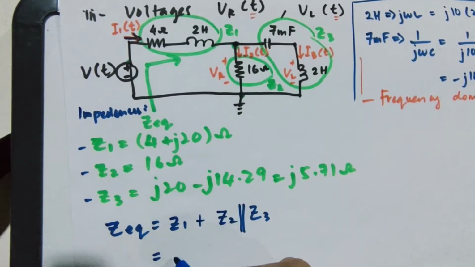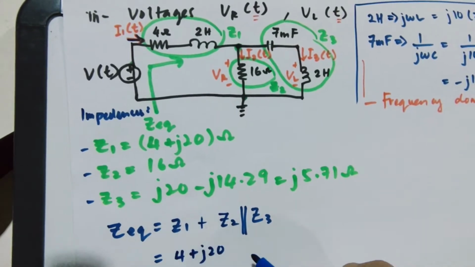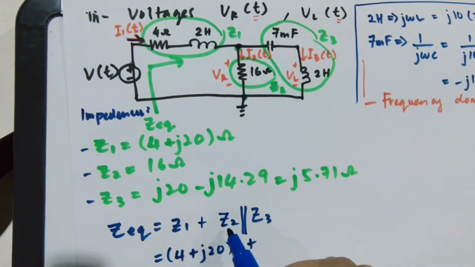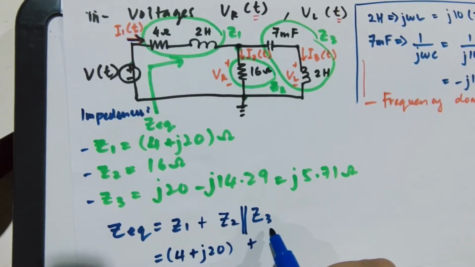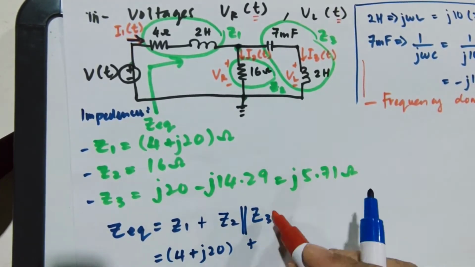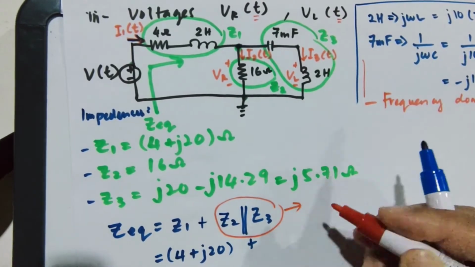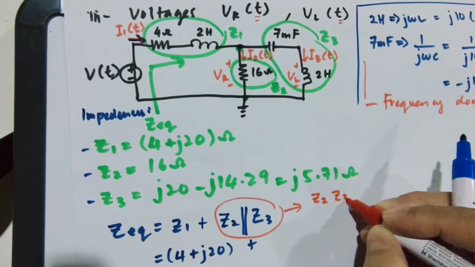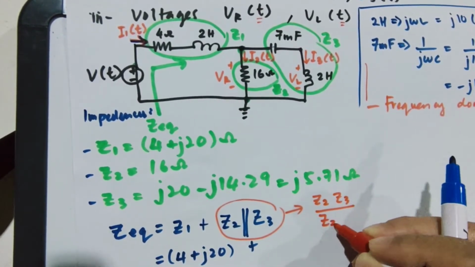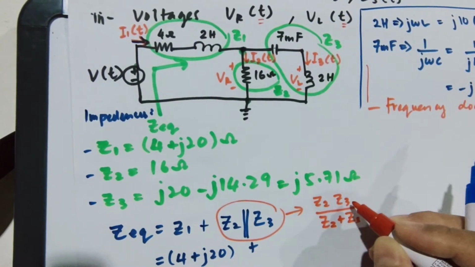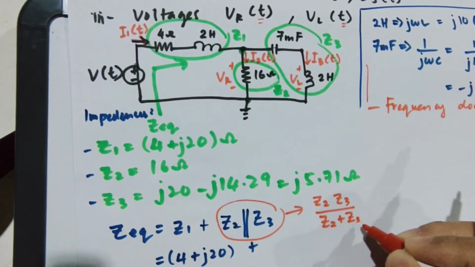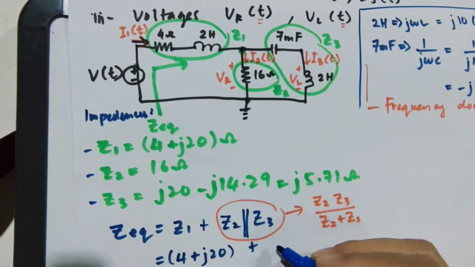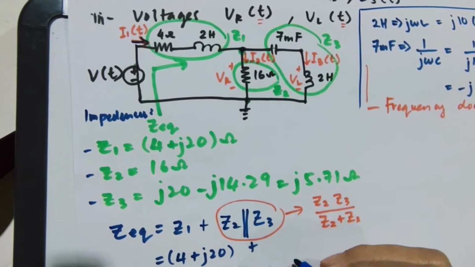Z1 is 4 plus j20, Z2 is 16 ohm. Since Z2 is parallel with Z3, we can use the formula Z2 times Z3 on the top, and the bottom part we add them up. The top part we multiply, and the bottom part we add them up.